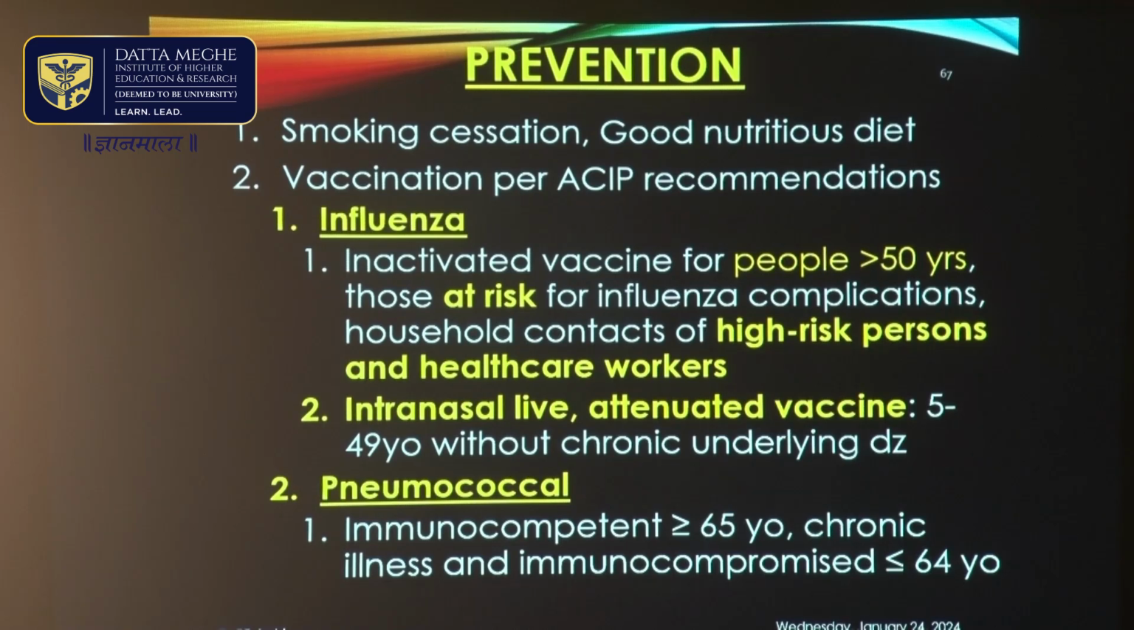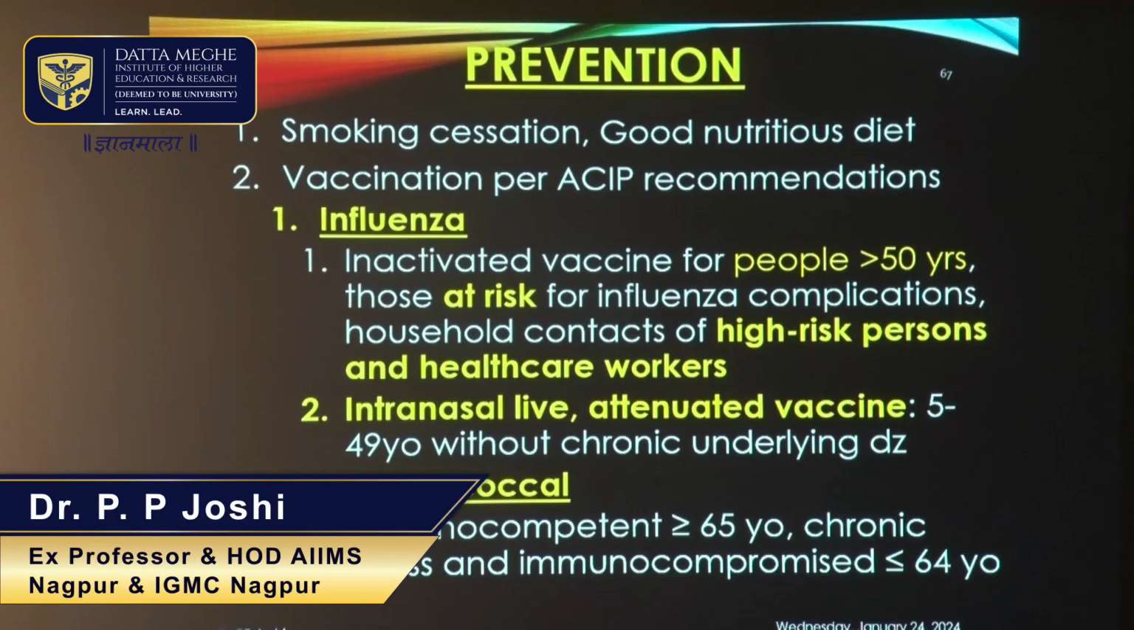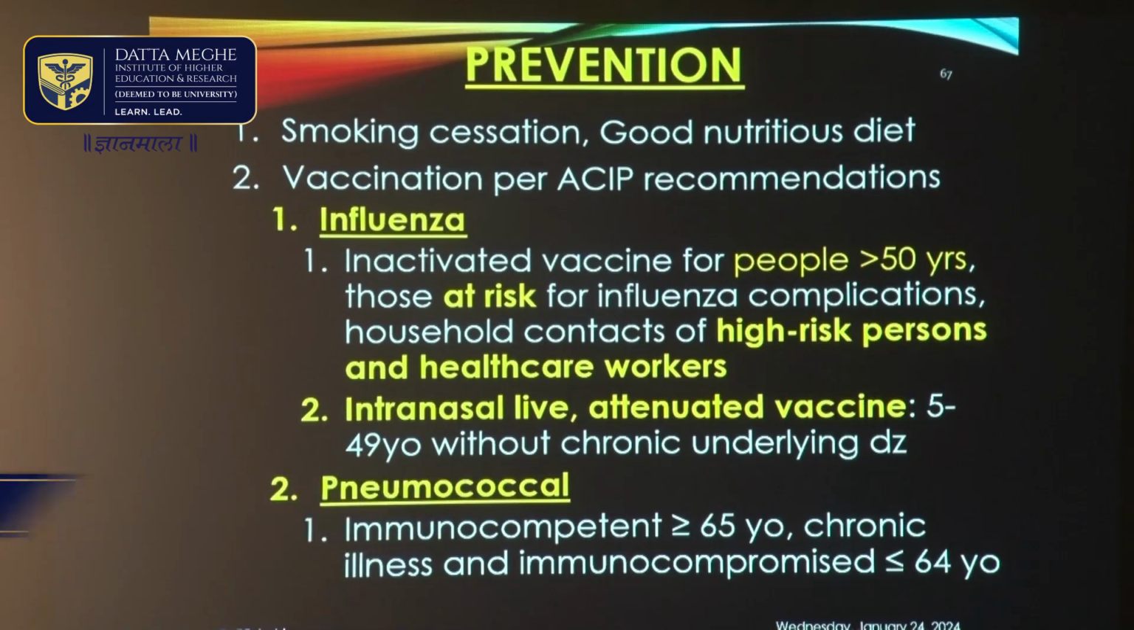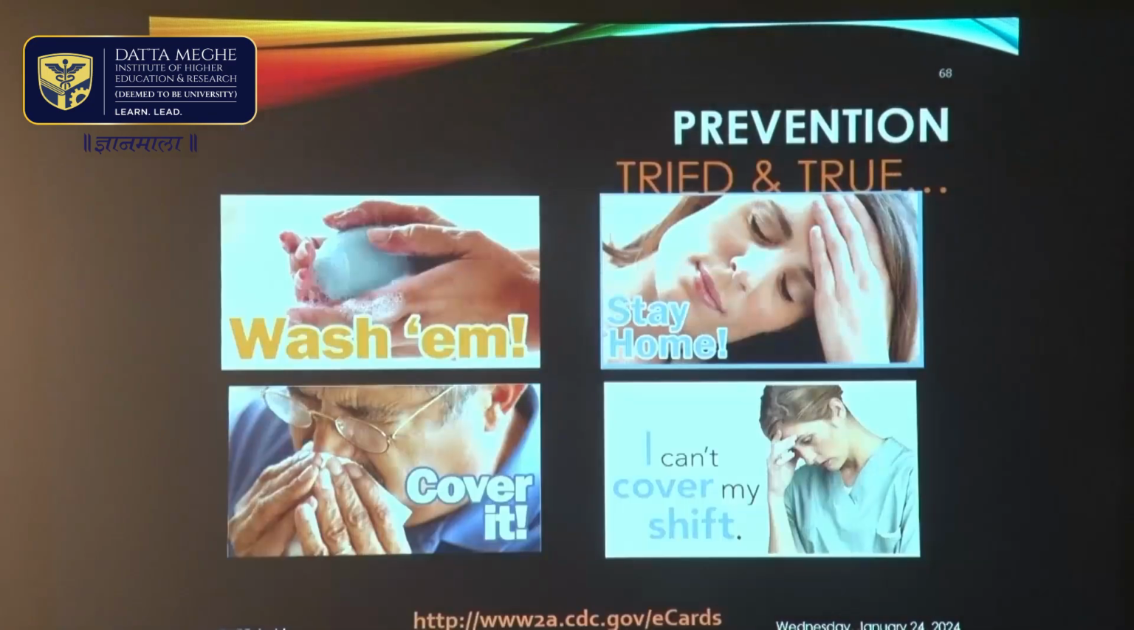Then, for bacterial pneumonias we have the pneumococcal vaccine, and this is recommended for all immunocompetent persons more than 65 years, and in those who are immunosuppressed, even less than 64 years, it has to be given. So the pneumococcal vaccine, H influenza vaccine, and influenza vaccine have to be taken.